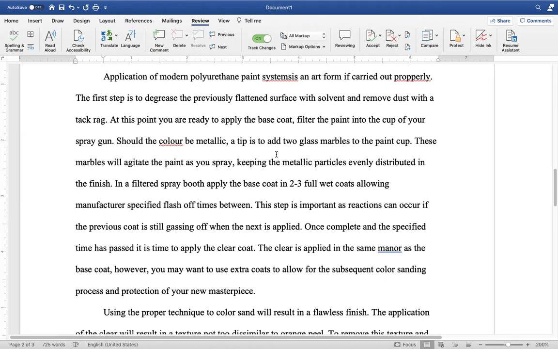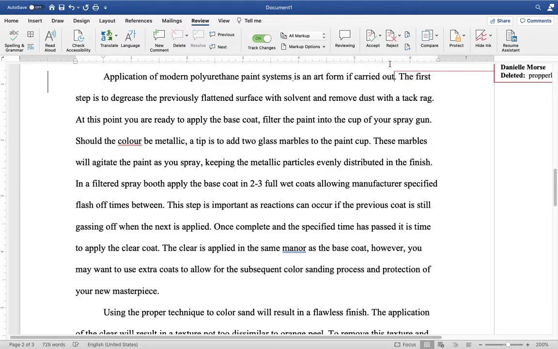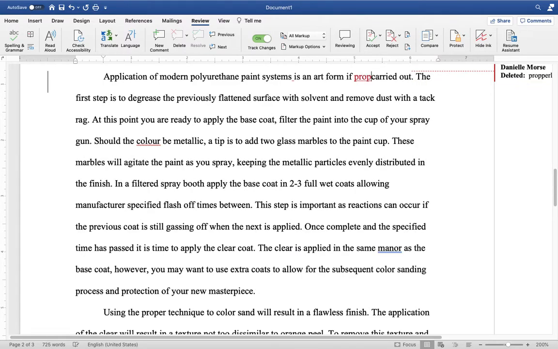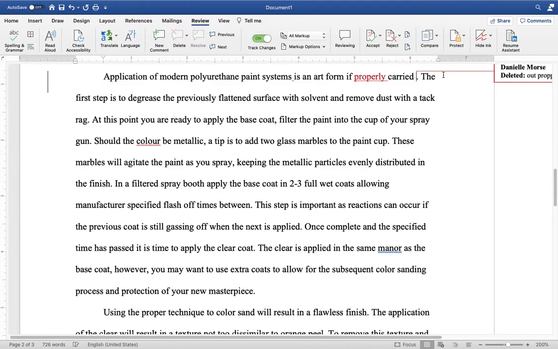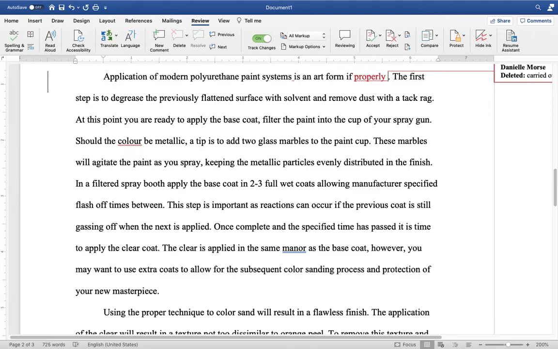Okay, moving on to the next one, and we'll look at the topic sentence here. Application of modern polyurethane paint systems is an art form if carried out properly. This is another place where we want to move that adverb, if properly. And we don't want that because then we're ending with a preposition. So if properly, what's another word than carried out? Executed.